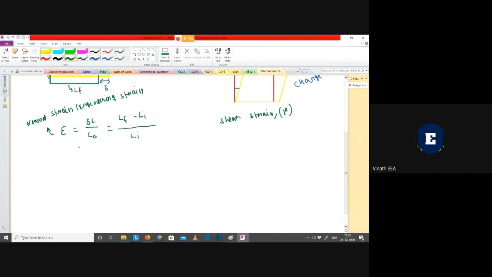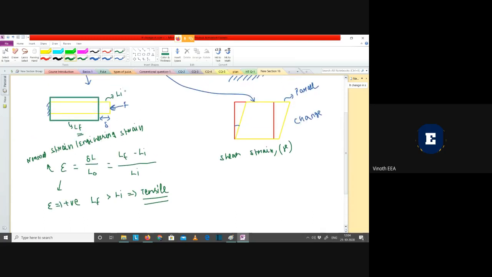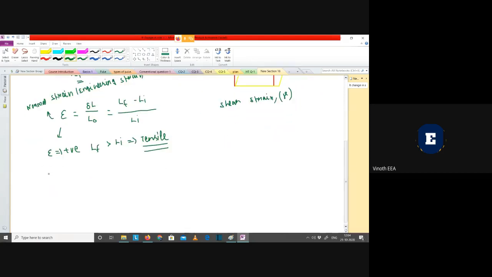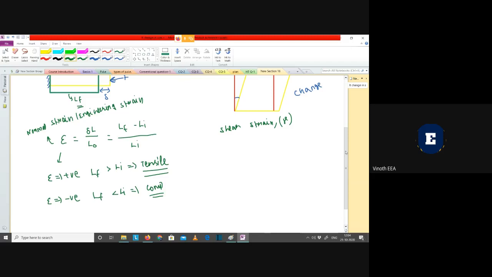Before that, in this case, epsilon will be positive if L final is greater than L initial. L final will be greater than L initial if it is a tensile load. If the load is tensile, then the final length is going to be more than the initial length, and normal strain will be positive. Epsilon will be negative if L final is less than L initial, which implies it is a compressive load. If it's a compressive load, epsilon will be negative. If it is a tensile load, epsilon will be positive.